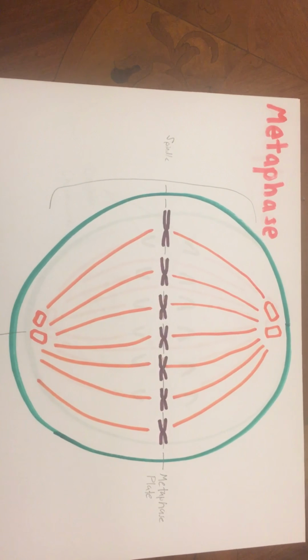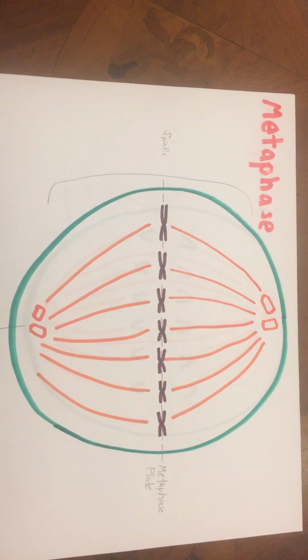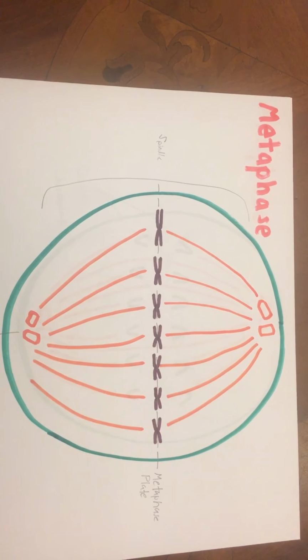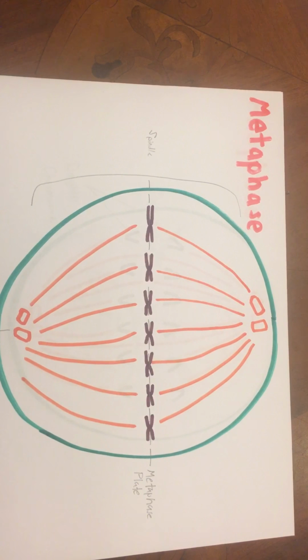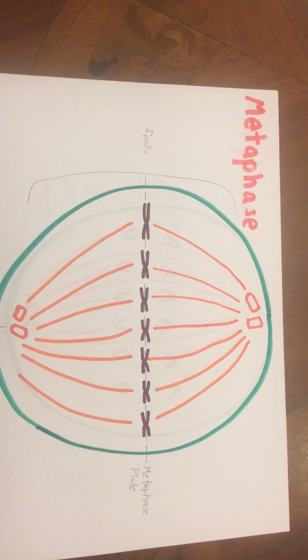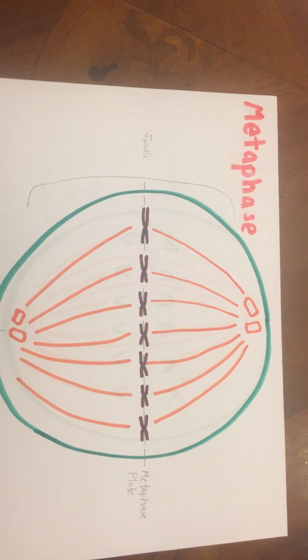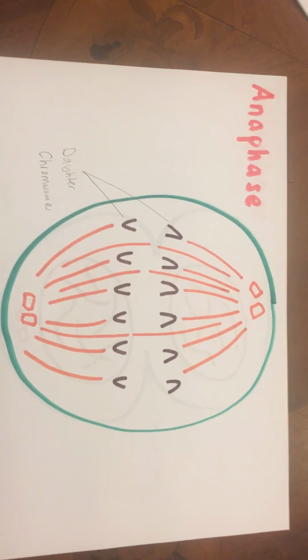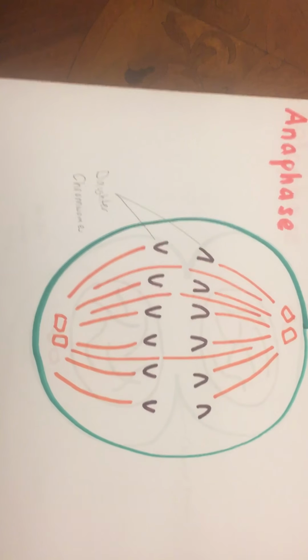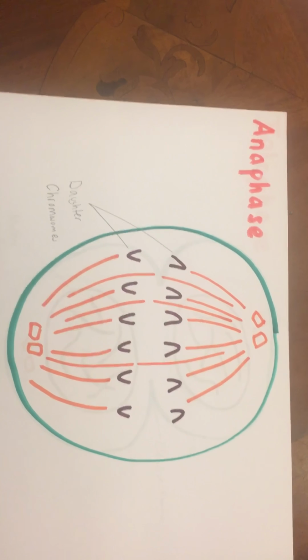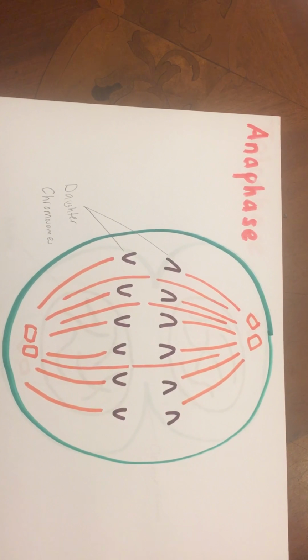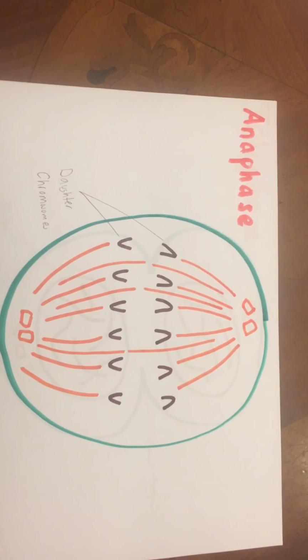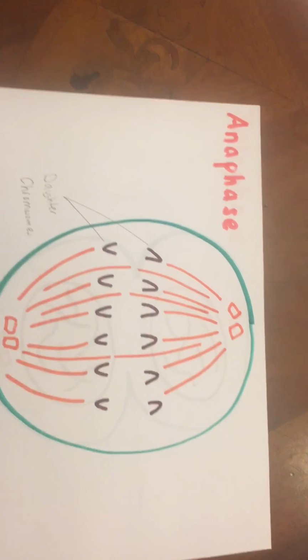In metaphase, chromosomes move to a metaphase plate, an area that is an equal distance from each centrosome. Chromosomes are attached to the kinetochore microtubules from each pole. In anaphase, cohesion proteins holding the chromatids together are cleaved, allowing them to separate.